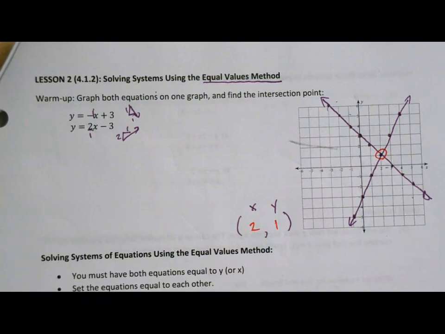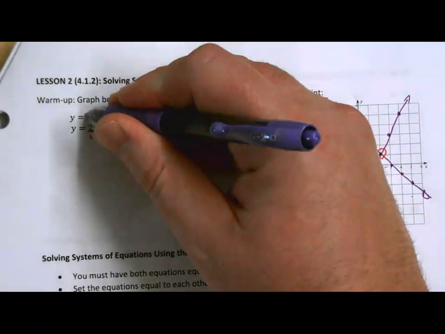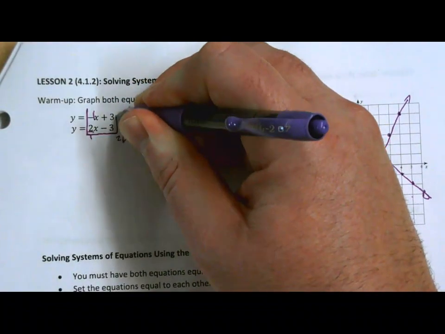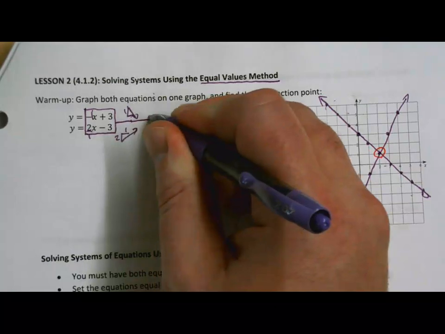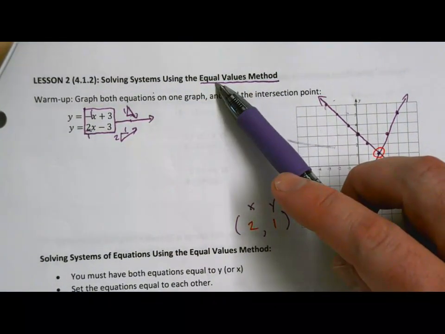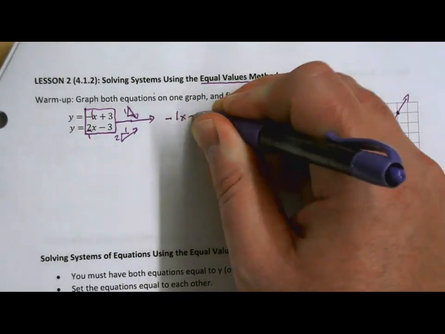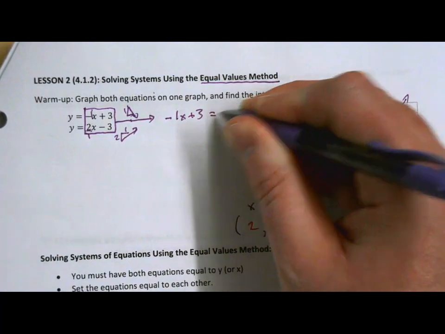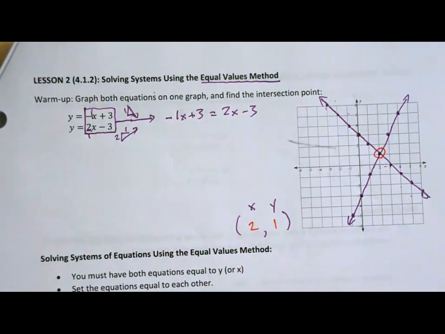Let me show you how this is gonna work. So basically, when you have two equations in this style, you are allowed to take those two equations and combine them together into one single equation with an equal sign in between. That's why it's called equal values. So my new equation would be -1x + 3 equals 2x - 3. Do you see where I'm getting those things from?